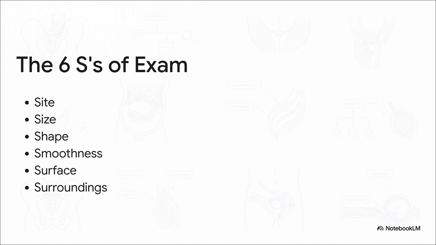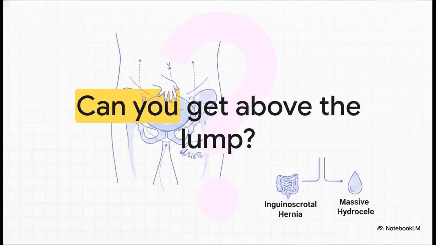Using the structured approach really keeps you grounded. Now, I want you to always ask this critical question first. Can you get above the lump? When you're palpating the scrotum, can you physically feel the top border of the swelling, separating it from the groin? If you can't get above it, well, you're likely dealing with an inguinoscrotal hernia coming down from the abdomen, or maybe a massive hydrocele extending way up the cord. This single maneuver is a real game changer. It instantly forks your diagnostic pathway.